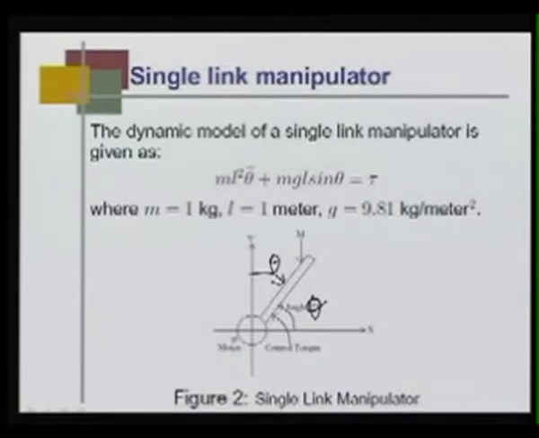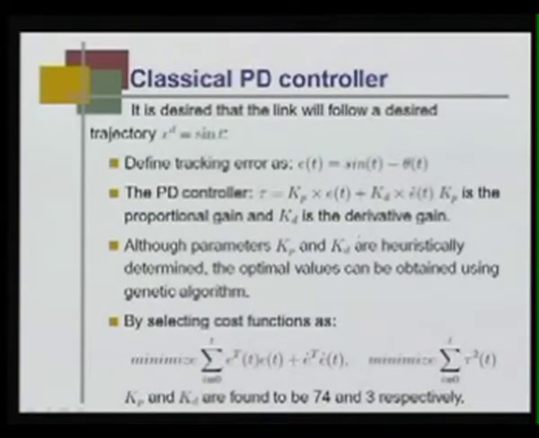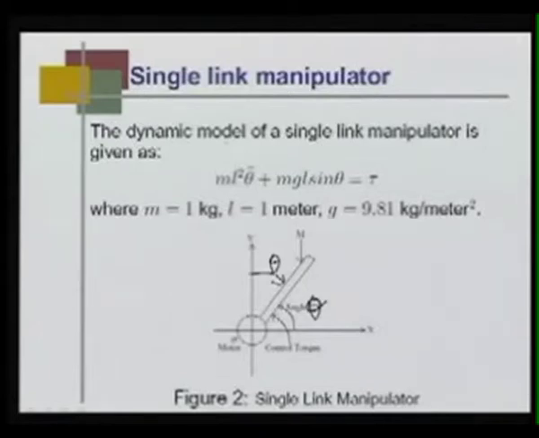Then m l square theta double dot plus m g l sin theta is tau. Here m is 1 kg, L is 1 meter, g is 9.81. We are talking about how we implement a PD controller for a robot manipulator. It is desired that the link will follow a desired trajectory x(t) equal to sin t. So what we are saying is that it will simply oscillate around its vertical position like this.